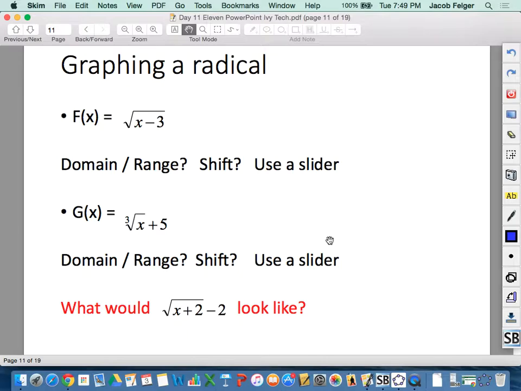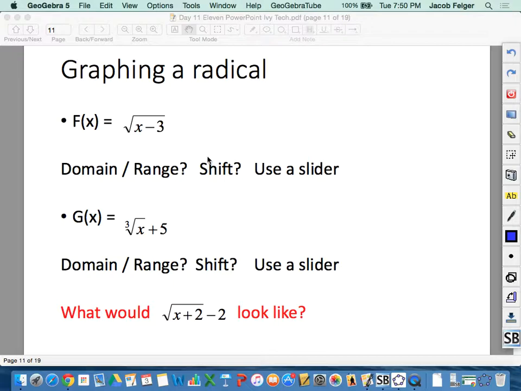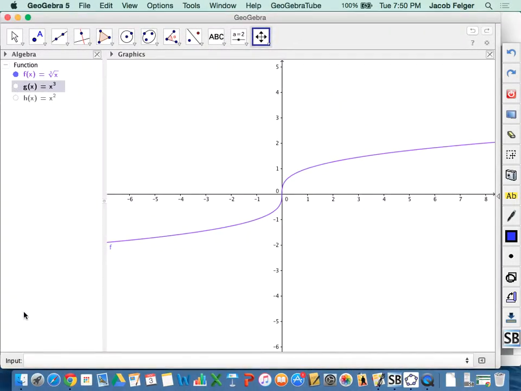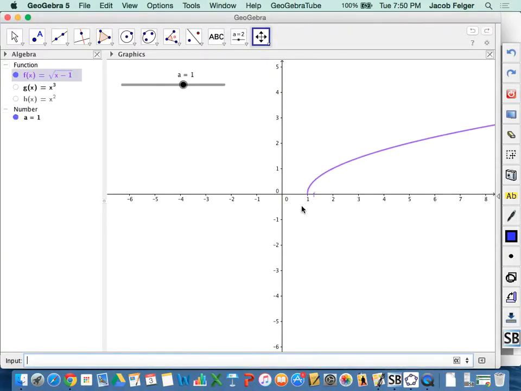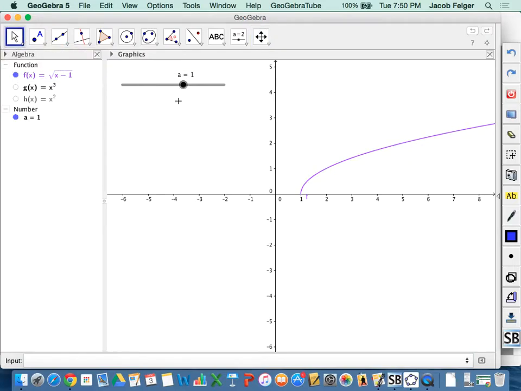Yep. Okay, so let's see what it looks like to do x minus 3 underneath the radical. So again, we'll pull this up here, and we'll do f of x equals square root of x minus. Now instead of typing in a 3, I'm going to use the letter a, and that's going to let me make a slider so we can actually vary what a is. Right now it's x minus 1. Can you see that okay? Or is that too small?